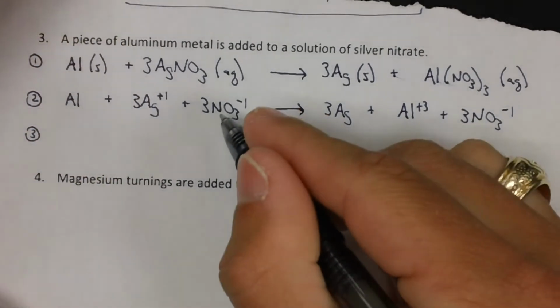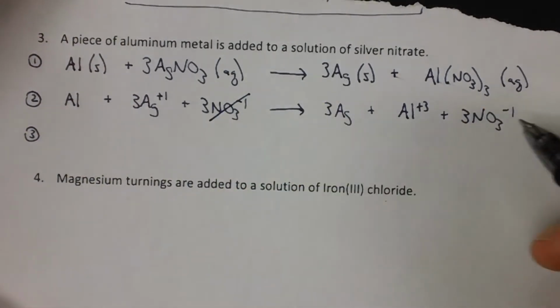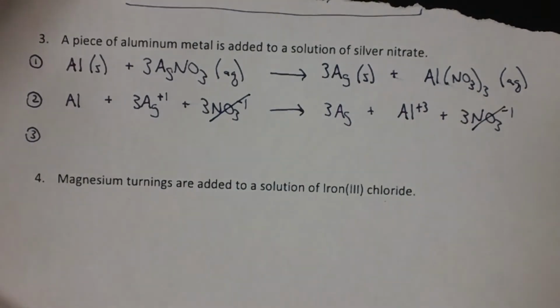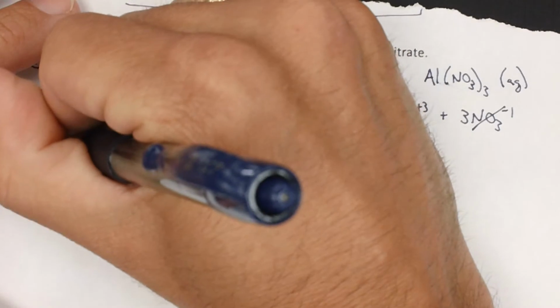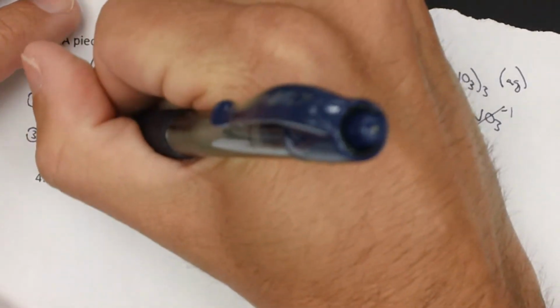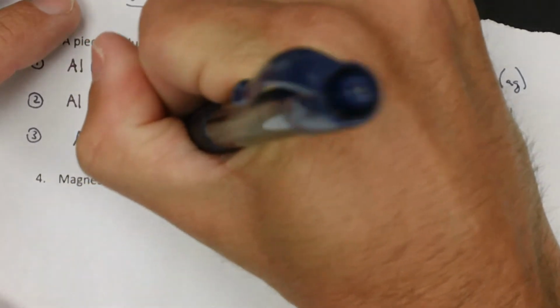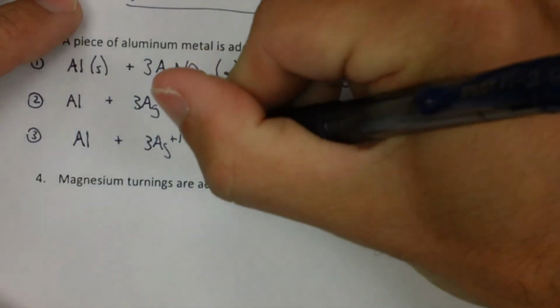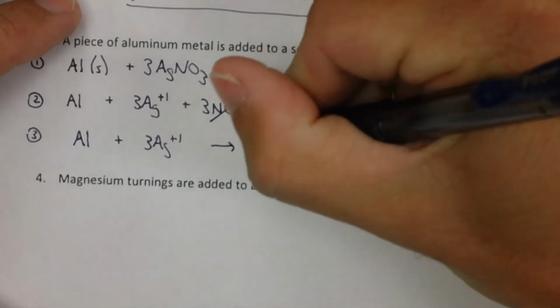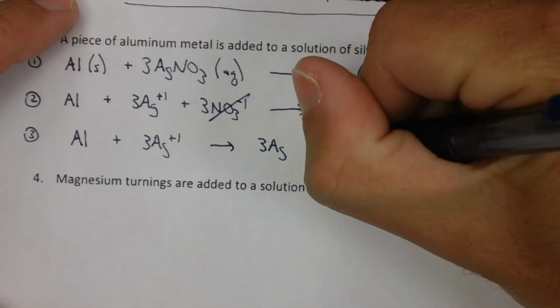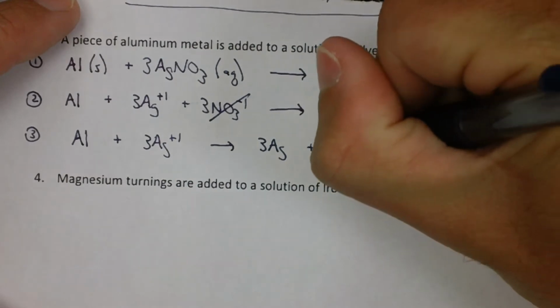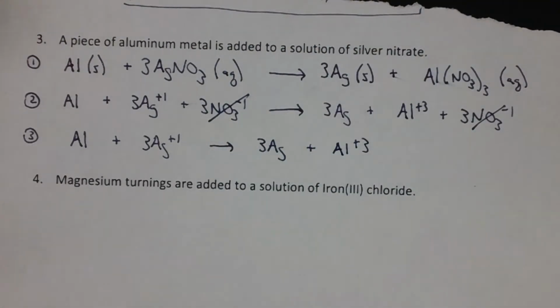Our spectator ion here is the nitrate. We have 3 nitrates floating around in solution, 3 nitrates floating around in solution at the end, and so those go away, and our net ionic equation looks like aluminum plus 3 silver ions reacting to form 3 silvers and an aluminum ion. It'll look like that.